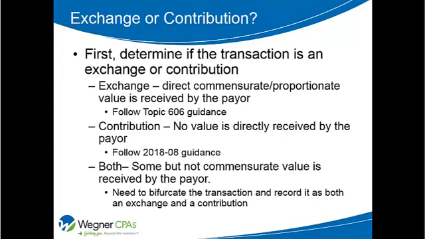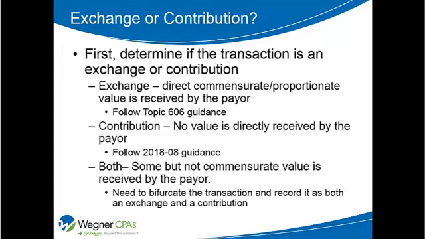One of the key things this ASU does is it makes it clear that value received for the general public or spiritual value received does not count under this part of the standard. So if I'm giving you $10 for cancer research, even though value will be received for the general public, if a cure is found sooner, etc., that cannot be considered direct value to me, the payor. Okay, so that would be considered a contribution. If it's a contribution, we're going to follow the 2018-08 guidance, the new guidance that just came out.